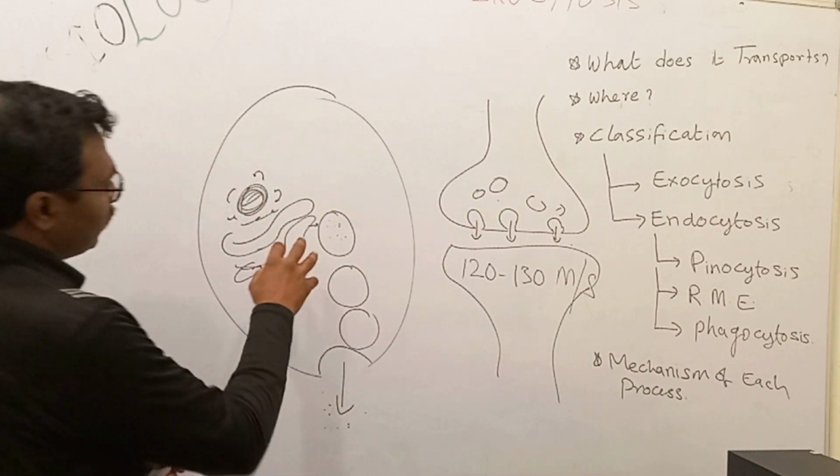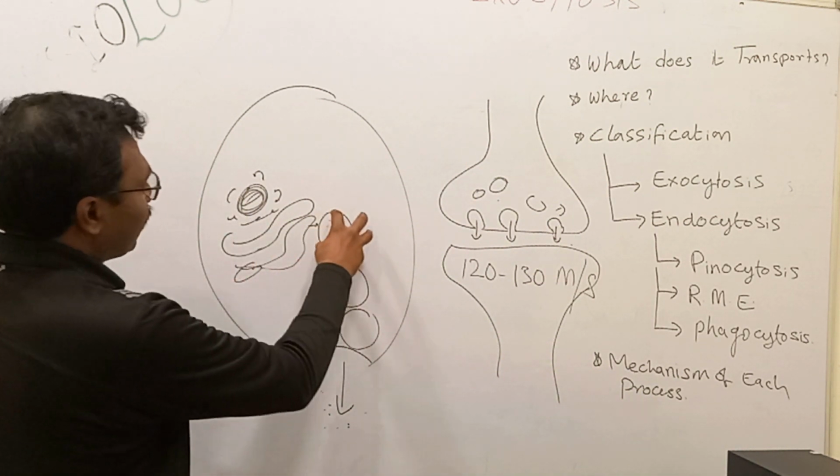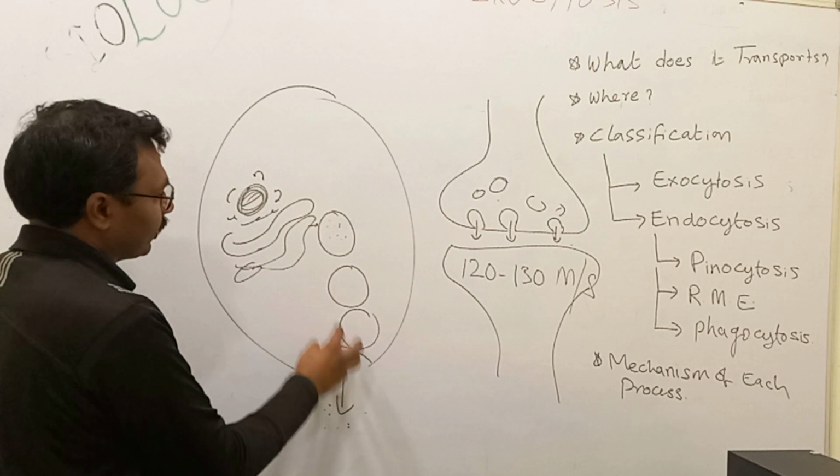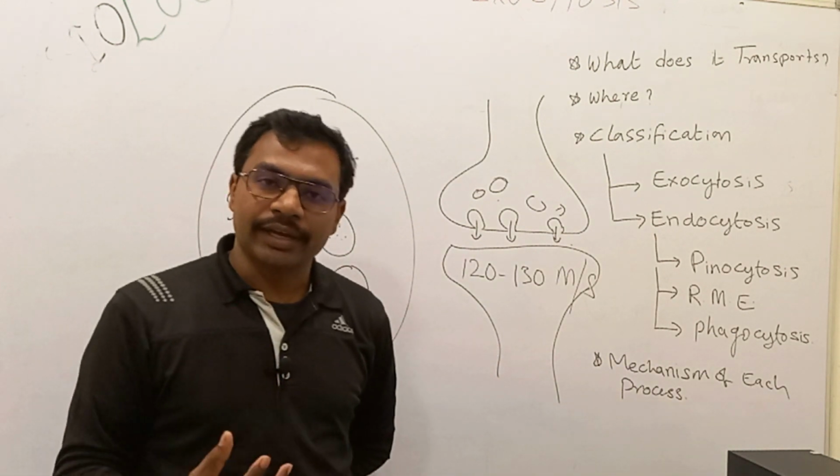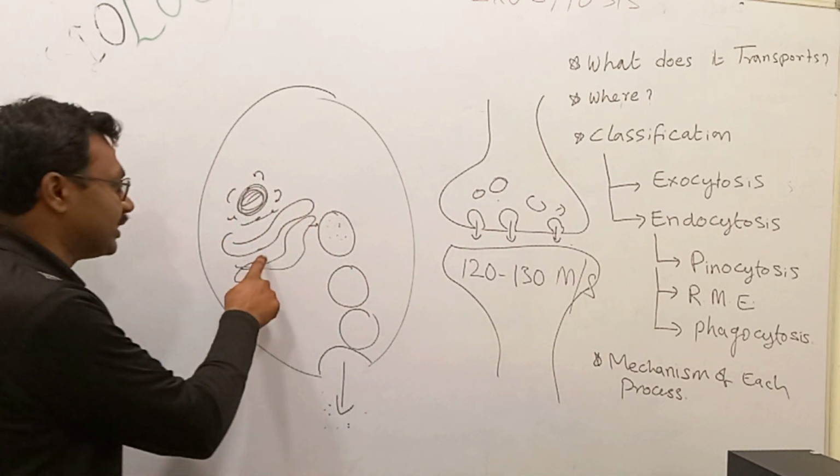Okay. Now coming to the point of cargo transfer from here to here. Cargo is formed somewhere in the trans area of the Golgi apparatus, the stacks of the Golgi apparatus.